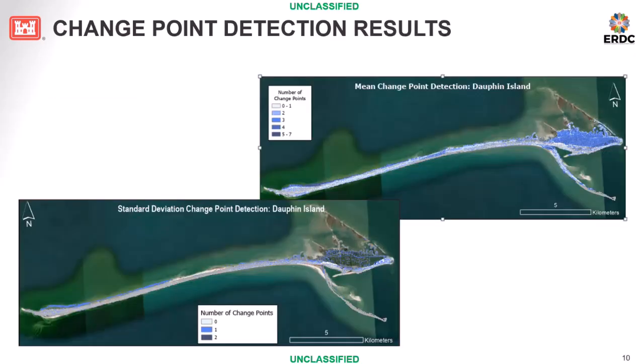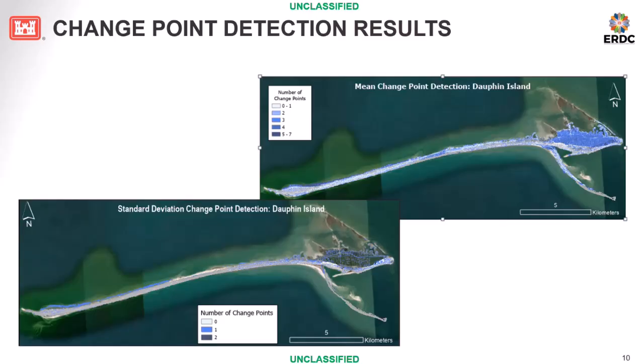Okay, so here we have some visual observation of the results from the change point detection. And this is Dolphin Island down in the Mississippi Barrier Islands. So change points are detected across the entire island, but with notable spatial clustering patterns. So we see that darker clustering along the northern bay shoreline and the most eastern portion of the island.